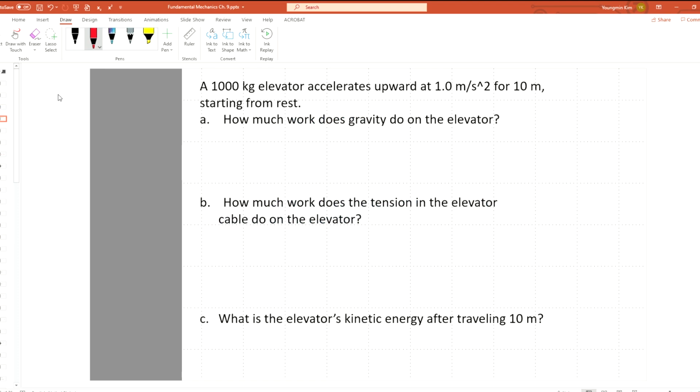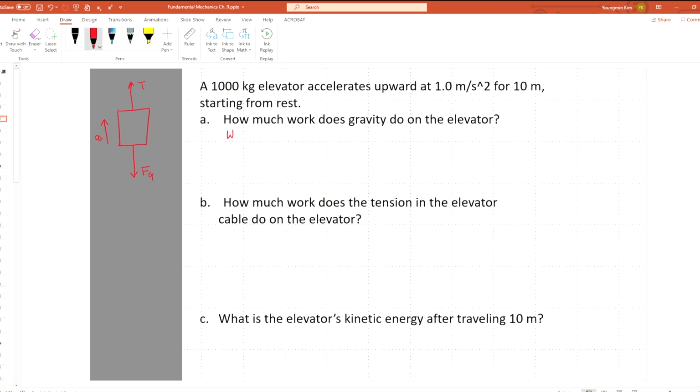All right, let's take a look at this example over here. A 1,000 kilogram elevator accelerates upward at 1.0 meter per second squared for 10 meters, starting from rest. Notice there's no time information in the question, but it gives you the displacement. It's asking you to use the work and energy concept. You have an elevator, the tension is pulling it up, and the force of gravity is pulling it down, and currently it's accelerating upward with positive acceleration. Number one, how much work does gravity do on the elevator?